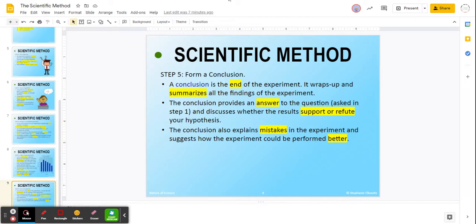So what I want you guys to do now, it is 12:29. So let's go ahead and pull back up our bell ringer.